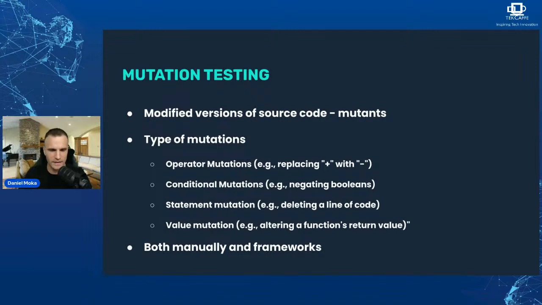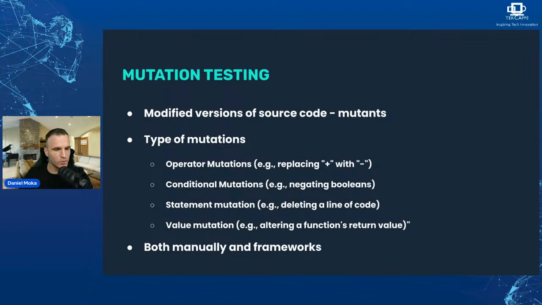So what are the different types of mutations? There are a lot of kinds, and the four most important ones are, first of all, operator mutations. For example, you replace a plus with a minus, which is an arithmetic operation. You can have conditional mutations. For example, you negate a Boolean, changing true to false or the other way around.